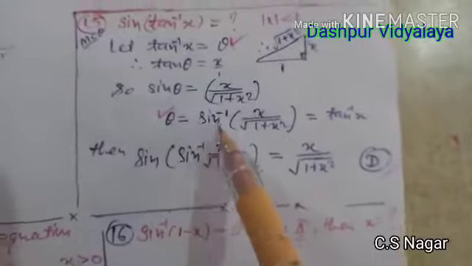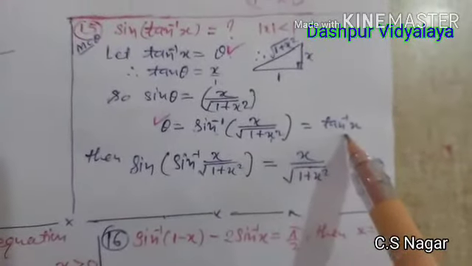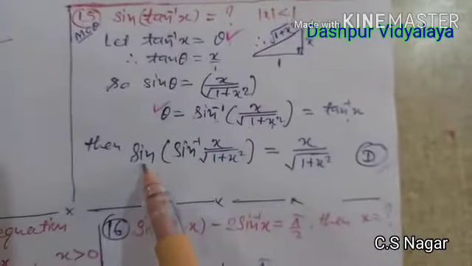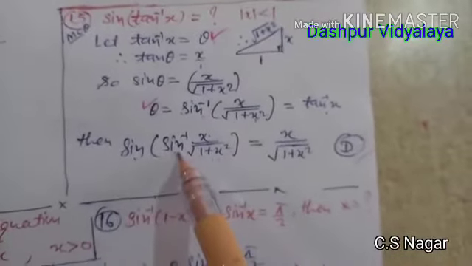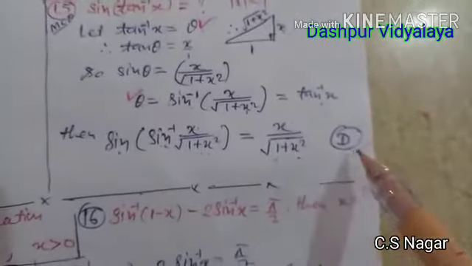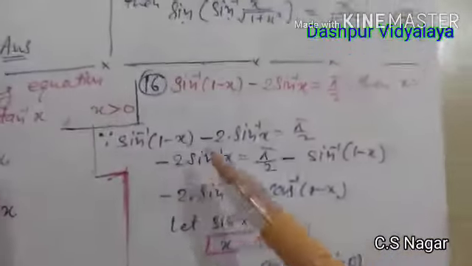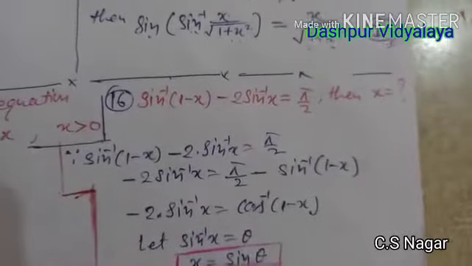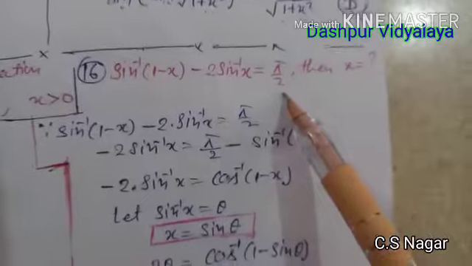So theta is equal to sin inverse x upon under root 1 plus x square, which is equal to tan inverse x. So in place of tan inverse x, write sin inverse x upon under root 1 plus x square; this sin and sin inverse cancel out, only x upon under root 1 plus x square remains. So option D is the correct option. Now question number 16: sin inverse 1 minus x minus 2 times sin inverse x is equal to pi by 2. Then find the value of x.